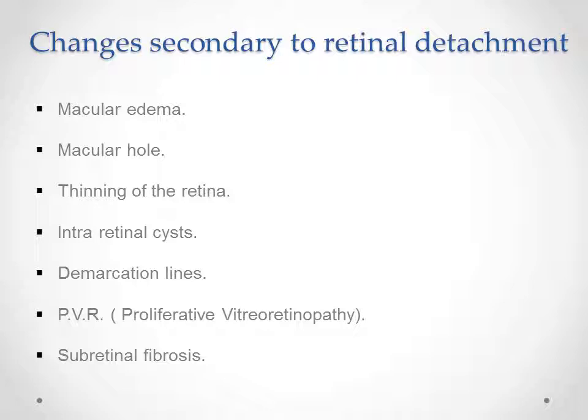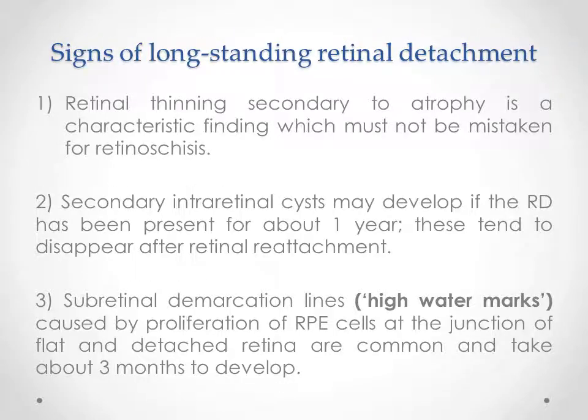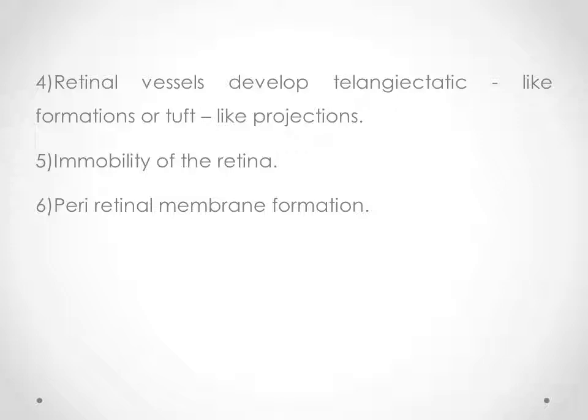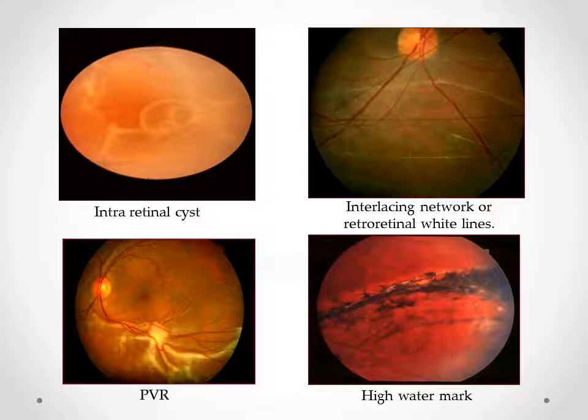Changes secondary to retinal detachment may be macular edema, macular hole, thinning of the retina, intraretinal cyst, demarcation lines, PVR, and subretinal fibrosis. The signs of long-standing retinal detachment include retinal thinning, secondary intraretinal cyst, subretinal demarcation lines, retinal vessels that develop telangiectatic-like tuft-like projections, immobility of the retina, and pre-retinal membrane formation.